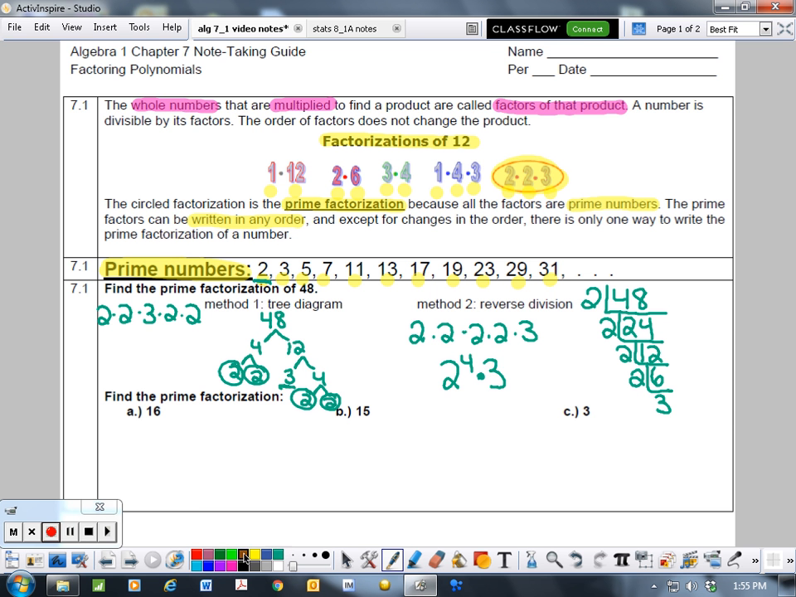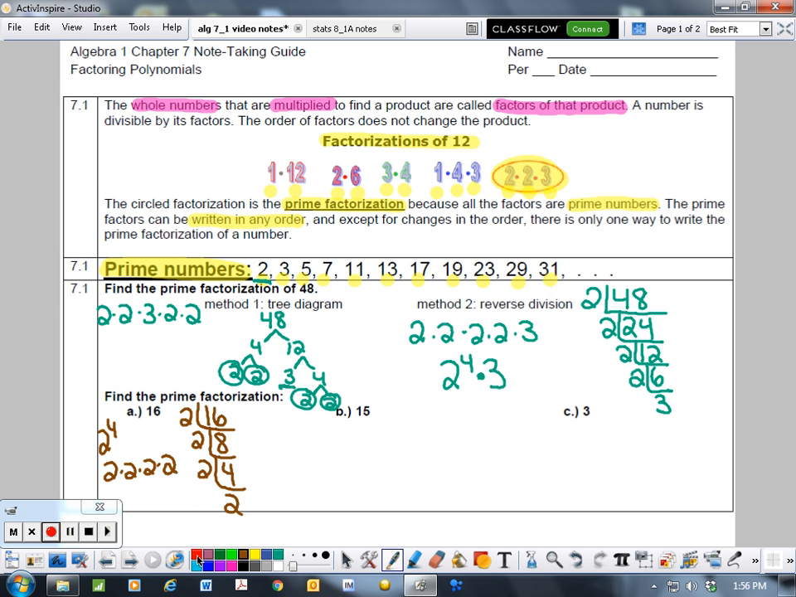So sample problems, find the prime factorization. So 16, I'm going to go ahead and break it down my method. So 2 goes into 16 8 times, 2 goes into 8 4 times, 2 goes into 4 2 times, and I stop because 2 is prime. So now on the outside here, I have all my prime numbers. So 2 to the 4th power, or 2 times 2 times 2 times 2.